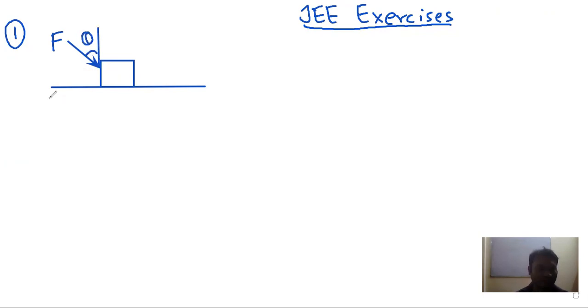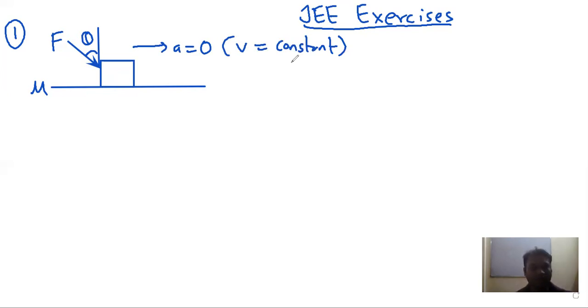The coefficient of friction between the block and the surface is mu. We have to find the force required to slide the block with uniform velocity. So we want uniform velocity in this case. That means acceleration is 0. Velocity is constant means acceleration is 0. So we have to find the value of this force F.